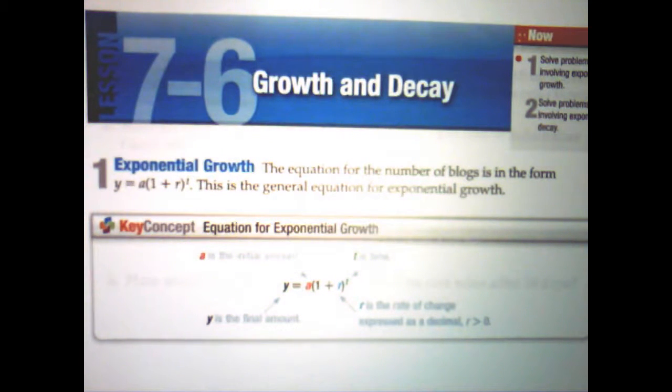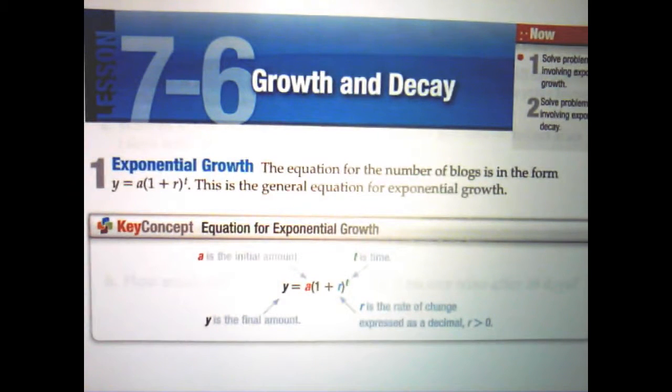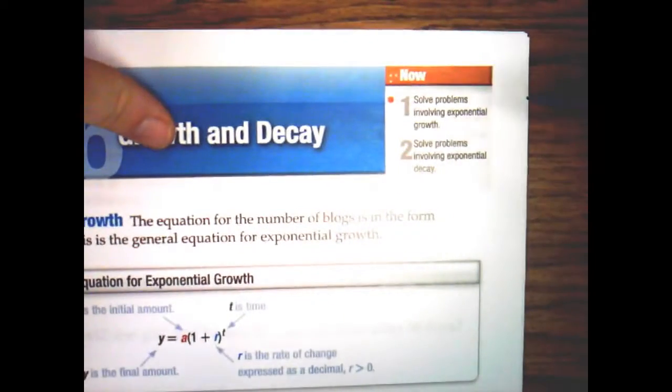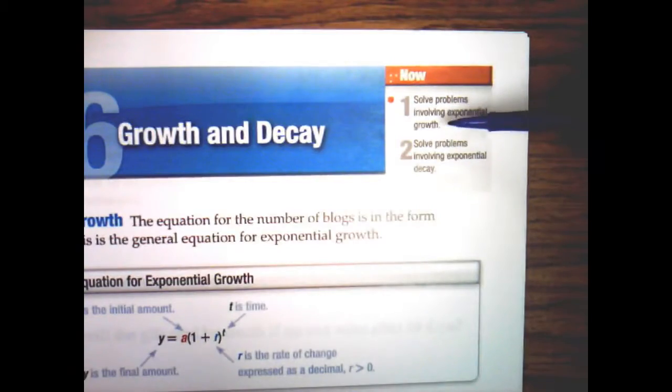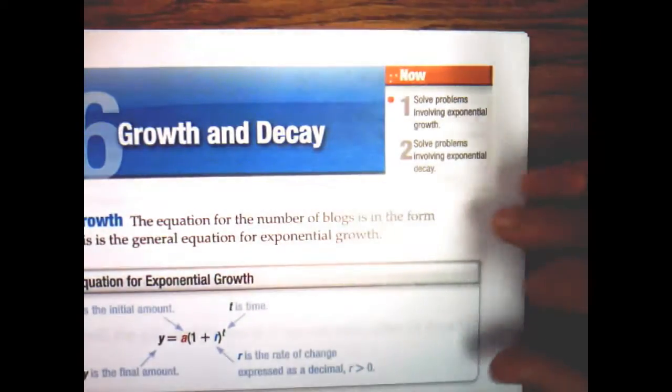Hello, everybody. Today we're going to be talking about Chapter 7, Lesson 6, something known as exponential growth and decay. Now, we should have already talked about exponential functions. This is a specific type of exponential function that's generally used to describe things that grow or things that get smaller. A lot of times you see this used, especially in money and things with interest, and we'll see that today. You also see it with population, either growth or decline. So today the two objectives are going to be solve problems involving exponential growth and solve problems involving exponential decay.